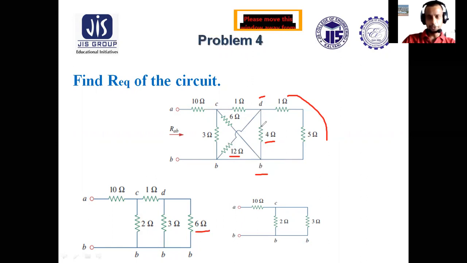But in between D and B, there are two more resistances connected in parallel. One is 4, another is 12. So combining these two resistors in parallel, we will have 4 into 12 by 4 plus 12, that is 16. So this will be 3 ohm. So in between D and B, there is 3 ohm. So this 3 ohm is the parallel combination of 12 and this 4.